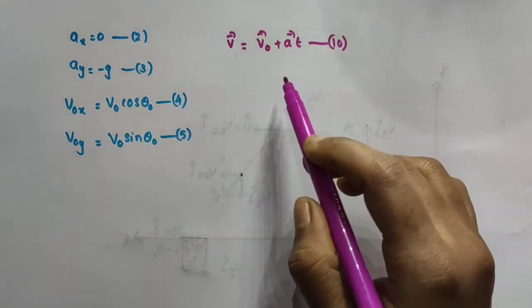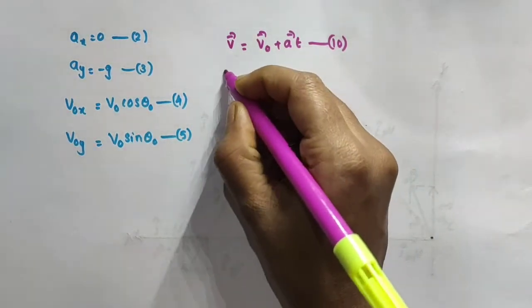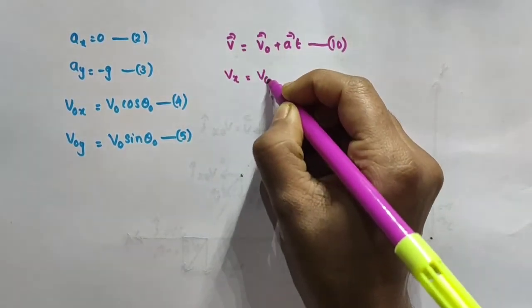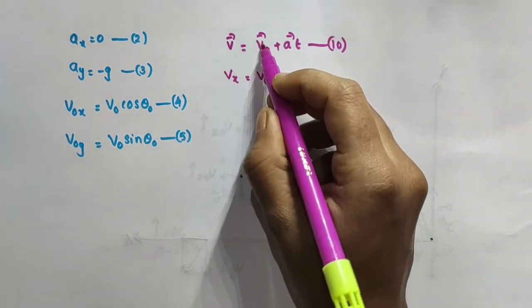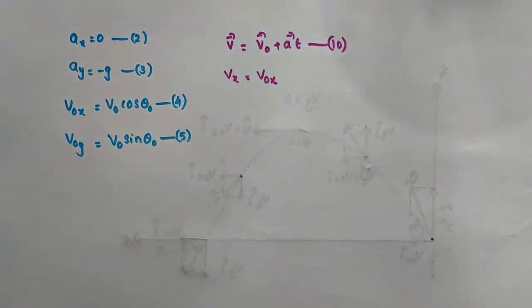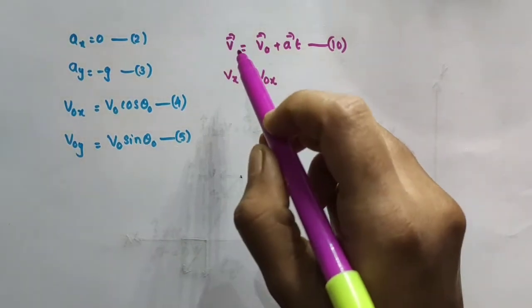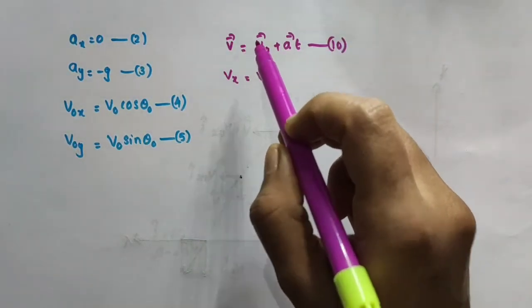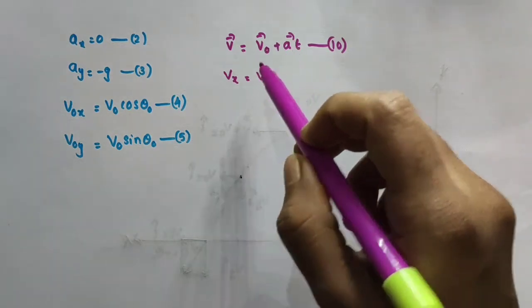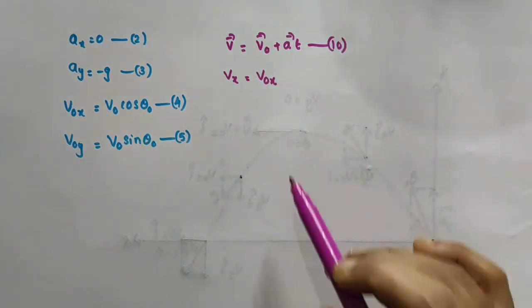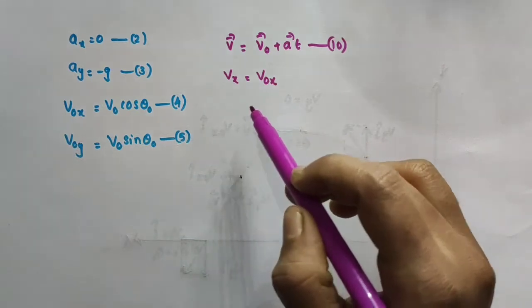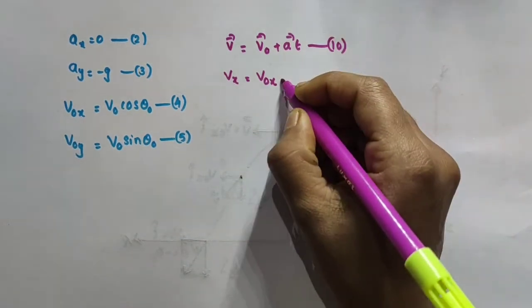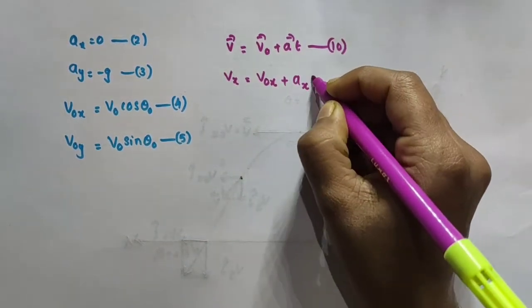Now from this, the x component of velocity can be written as vx is equal to v0x, that is the x component of the initial velocity. Vector v equal to vector v0 plus vector a into t. Here vector v is the velocity at any instant of time, vector v0 is the initial velocity vector, vector a is the acceleration vector, and t is the time. So the x component of velocity can be written as the x component of the initial velocity plus the x component of acceleration into t.